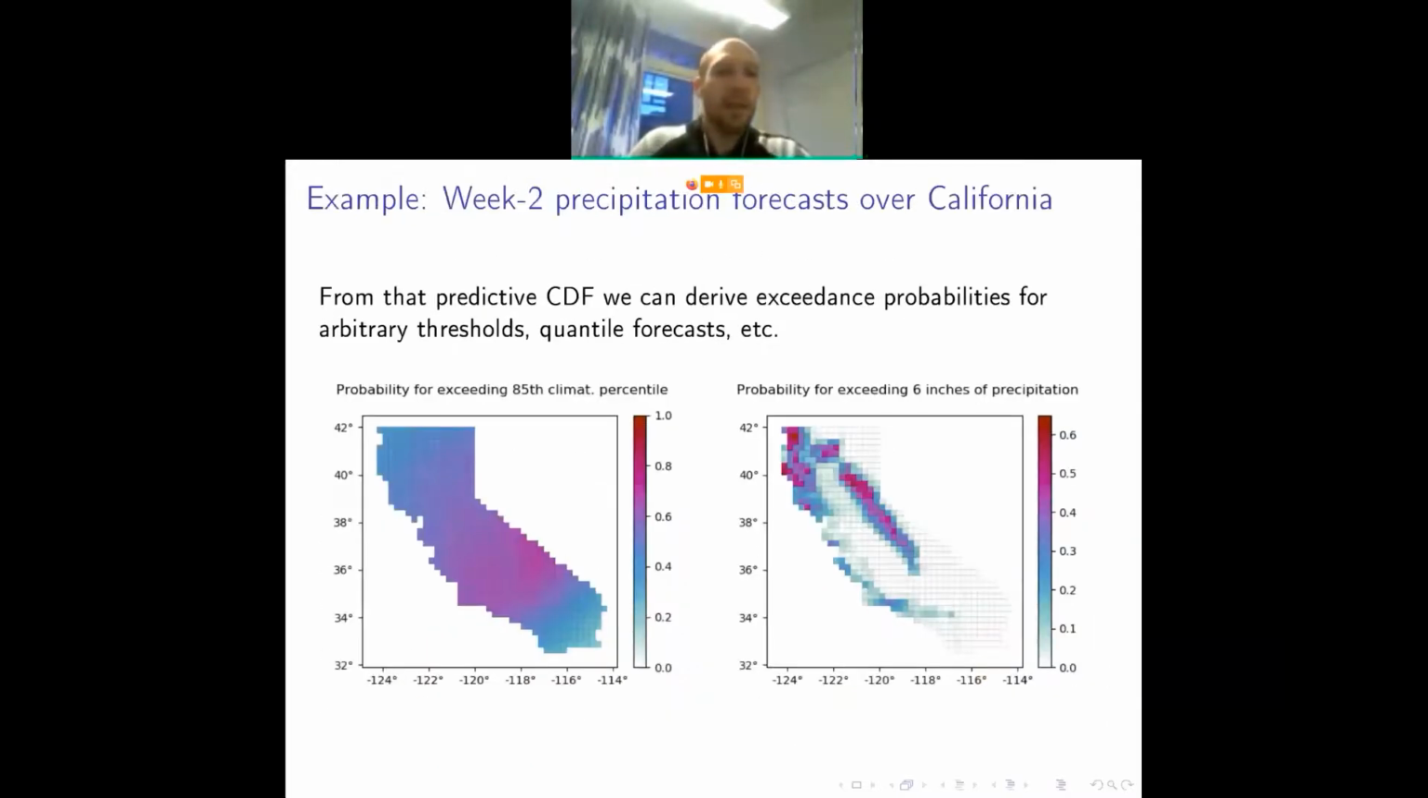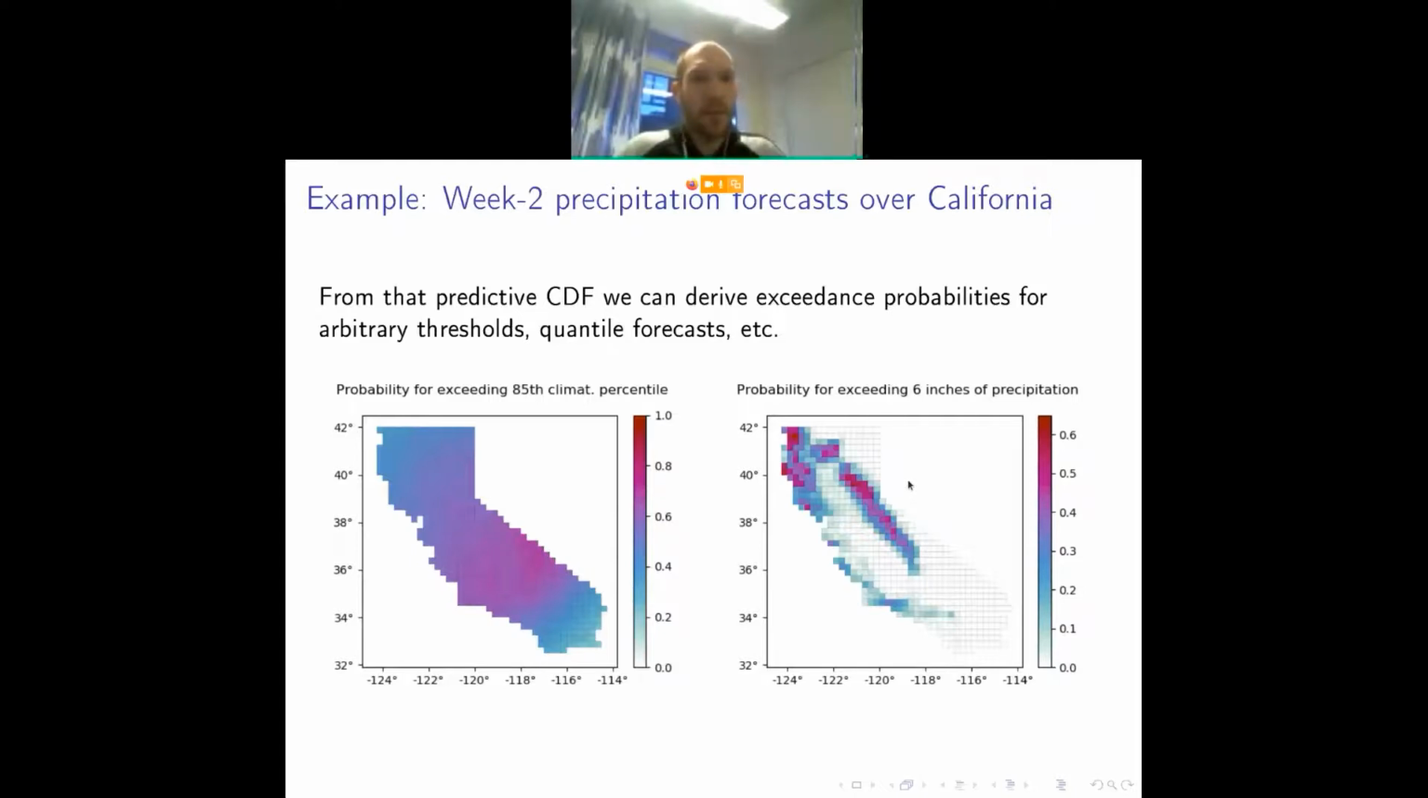So for example, we can calculate probabilities of exceeding a certain percentile. And now this percentile is uniform across space, so it doesn't have this dependence on the local zero precipitation probability, so it's more interpretable. But we can also choose a fixed threshold. Here we chose a relatively high threshold of 6 inches of precipitation in 1 week. And then we get the climatological imprint in these probabilities, where the probability of exceeding this amount is higher in areas that generally have a wetter climatology.